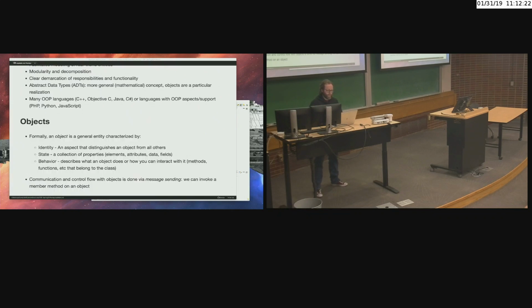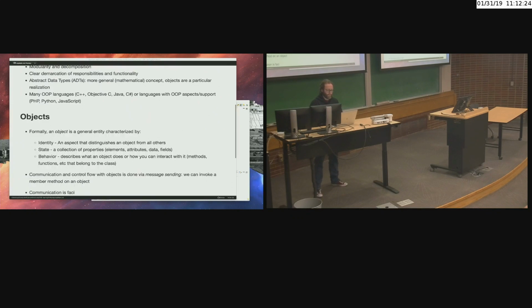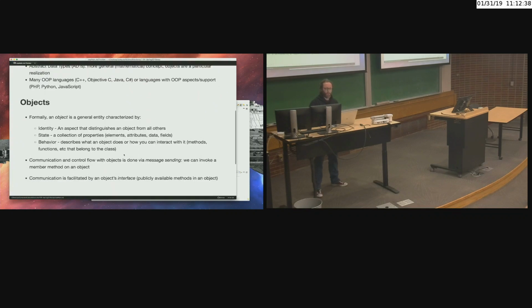Communication is facilitated with or by an object's interface. Right? These are the publicly available methods in an object. Right? You can have private methods, and we'll look at that later, but the private methods are not part of its interface because from the outside world, it's not visible. You can't see them. And if you can't see them, it's not part of the interface. It's part of the object, but it's not part of the outside world. You can't see it from the outside world. You can't invoke it, though, so it's not part of the interface.